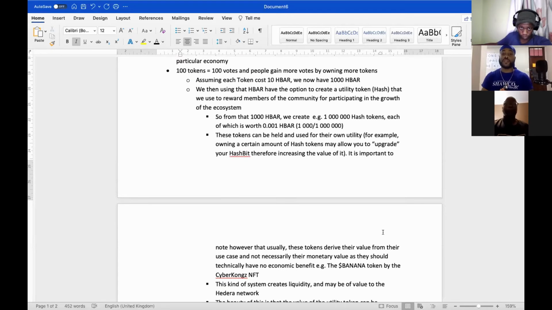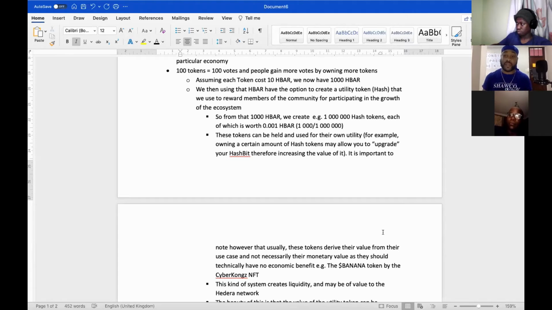We can then do one of two things with that. One, we can take that money and, upon the Hedera network, create another token. This token becomes the utility token that is going to be used to reward members of the community for participating in the growth of Hashbits. A good example is another project called CryptoKongs, or CyberKongs, an NFT project. They've created their own utility token called Banana Token, which they use to incentivize different activity within their network. The Banana Token in itself doesn't have any inherent economic value, but it has utility value.